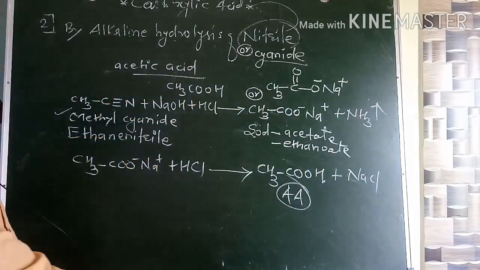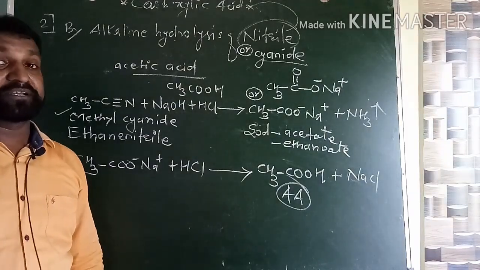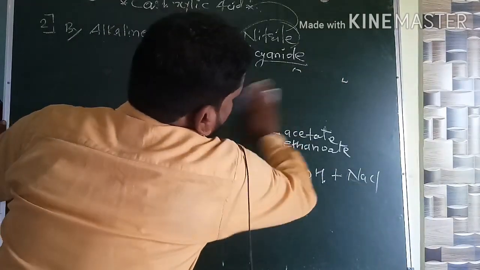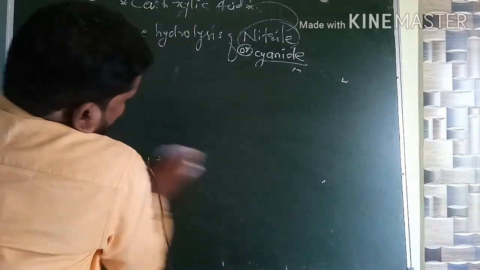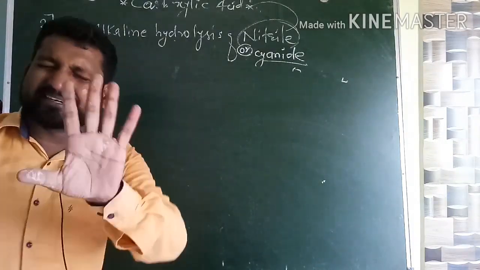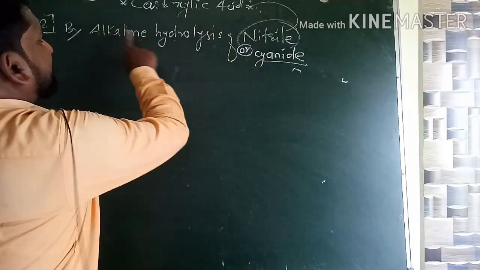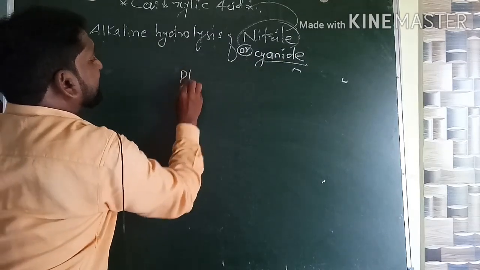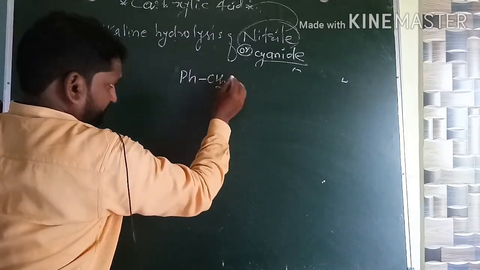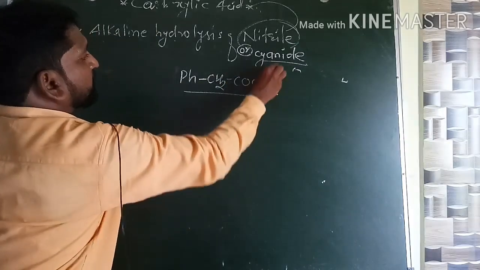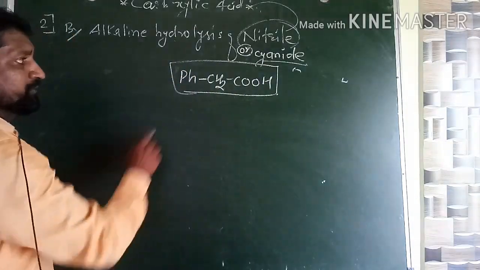Okay. Now, by this method, if we want to prepare benzoic acid, what will happen? Or by this method, if we want to prepare phenylacetic acid, should we try? It is very entertaining. Okay, what I am saying is, by alkaline hydrolysis of nitrile or cyanide, we want to prepare phenylacetic acid. I mean to say this one. Now everybody see here, where is the benzene ring? Where is the phenyl group? This Ph.